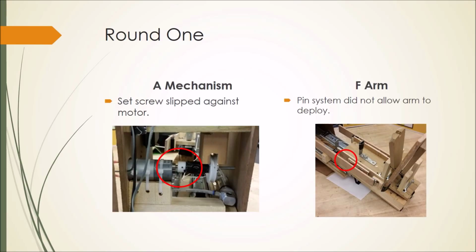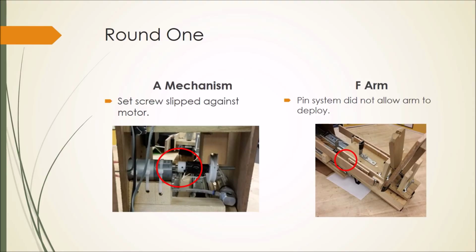In round 1, our A retrieval mechanism failed to retrieve the A and place it in the transcript. The set screw in the motor coupler, circled on the left in red, slipped against the motor as it tried to pull in the main arm. As a result, the main arm remained stationary after it was deployed by the pneumatic actuator. This failure is likely due to over-testing of the device, as it performed fairly consistently during testing in the days leading up to the competition.